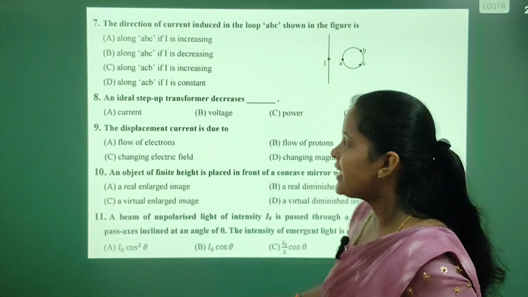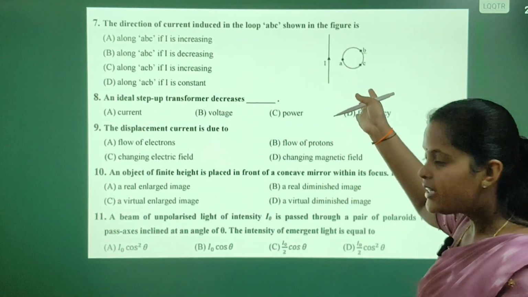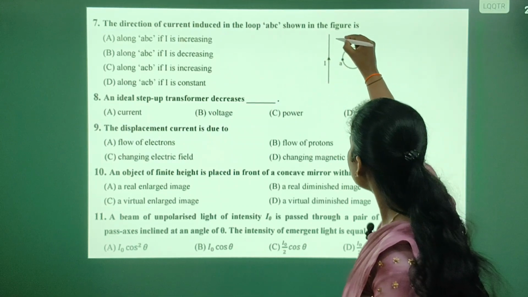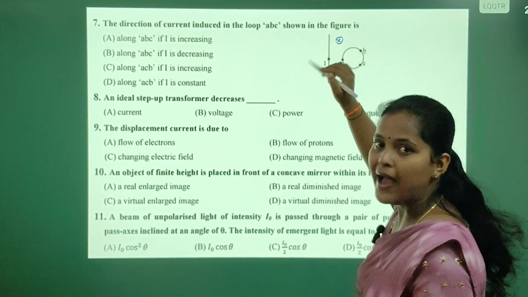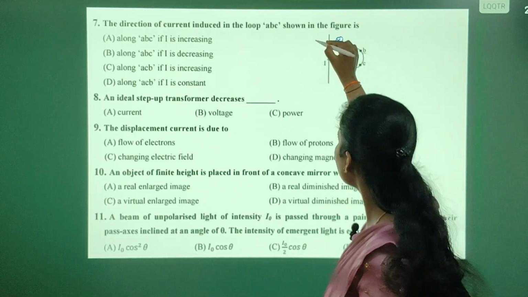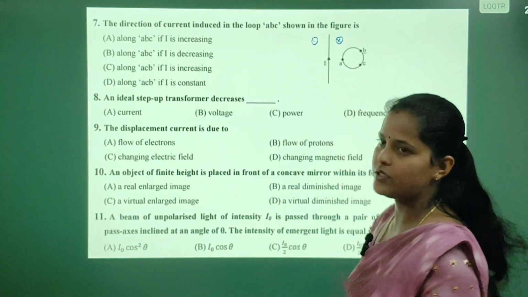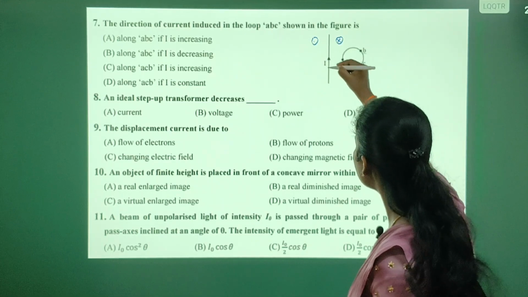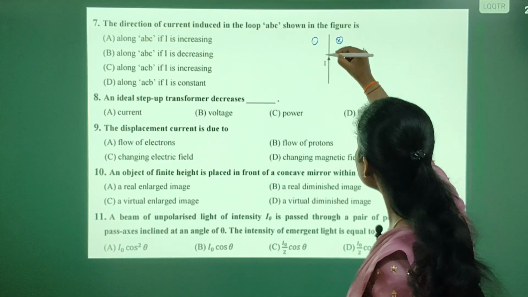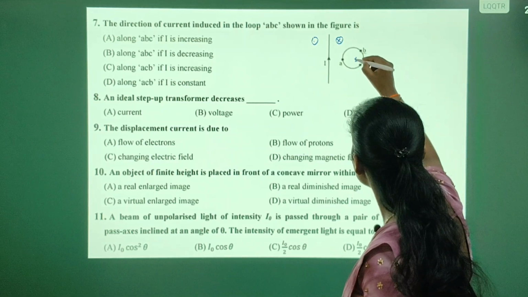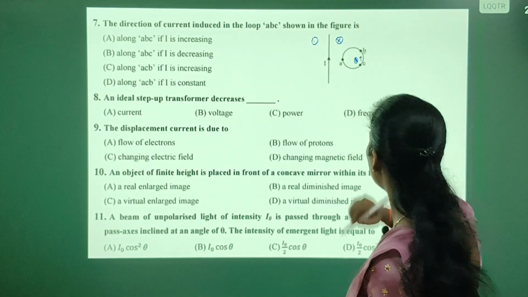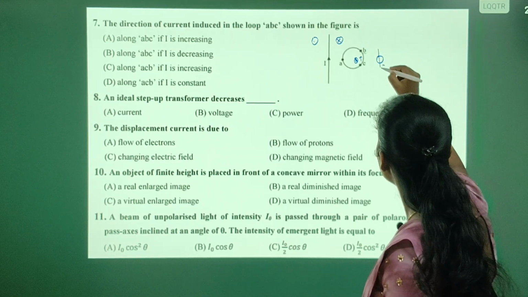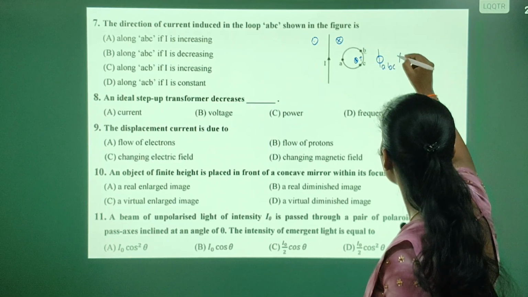Here, a current carrying wire is there. Apply the right hand thumb rule to the current carrying wire. On the right side of the wire, the magnetic field is inwards. On the left side of the wire, the magnetic field is outwards. Here the current is increasing. This loop is present beside this wire. As the current increases, the magnetic field also increases inside this loop. The magnetic flux through ABC also increases.